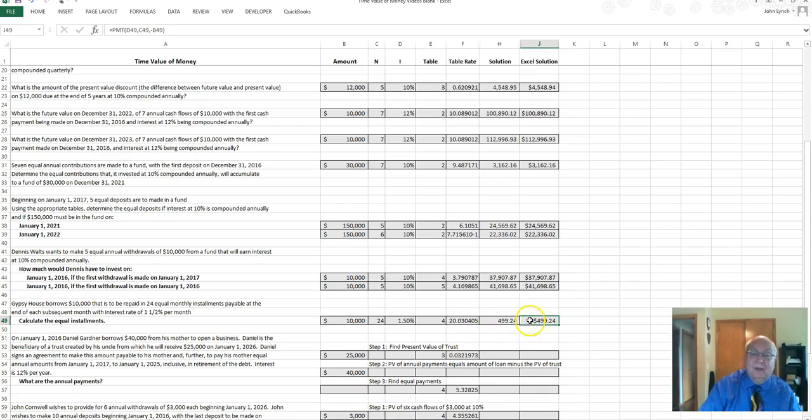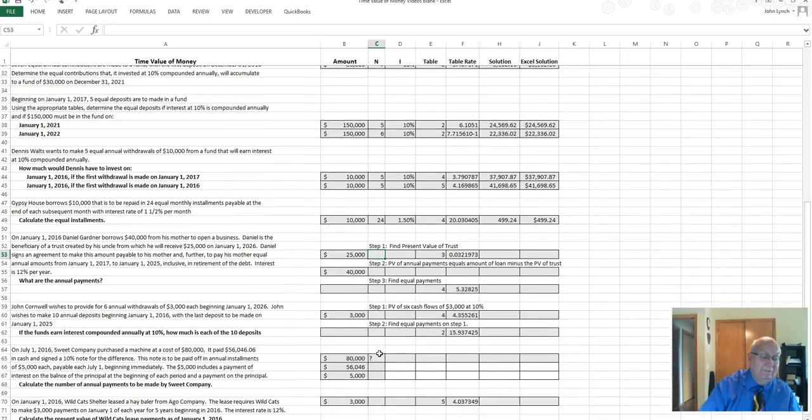Okay, so this is equal PMT D49, which is the rate. C49 is the 24, and then a minus B49. And if you do that, that'll give you the 499.24. Okay.